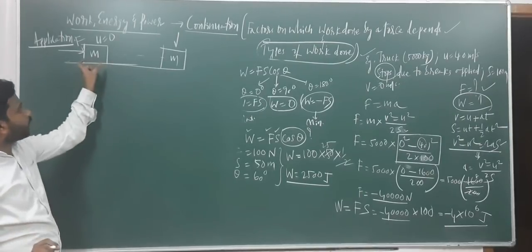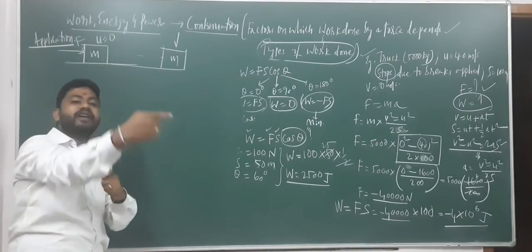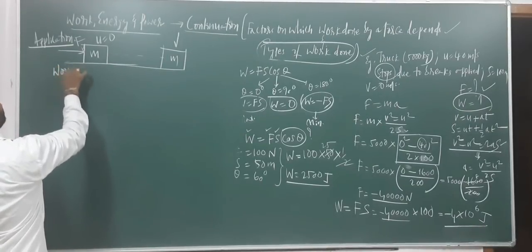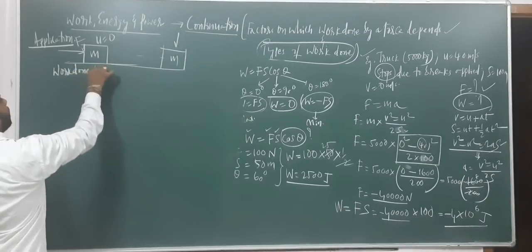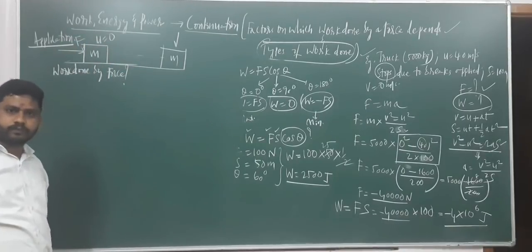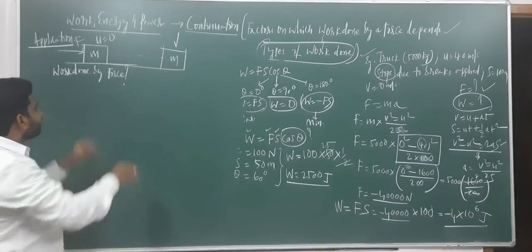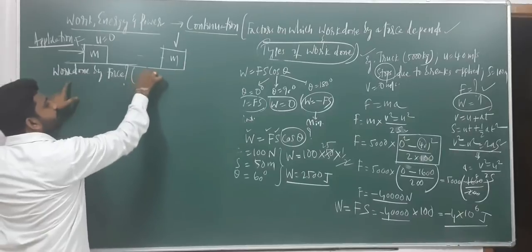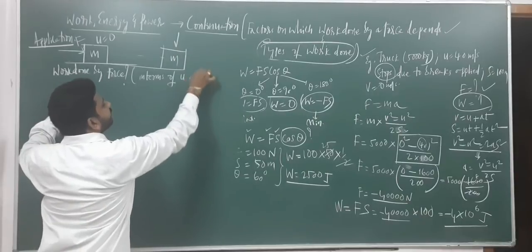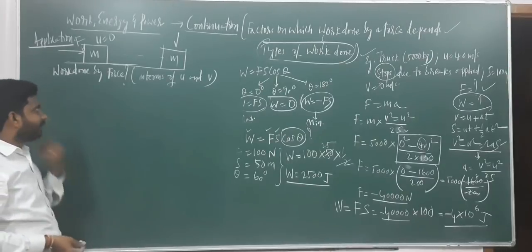Simple. There is a body which is at rest. After applying a constant force, its velocity becomes v at that particular instant. The question is, what is the work done by a force? No displacement, but initial velocity and final velocity we have. We need to find the work done by the force in terms of u and v, because only this data is given.